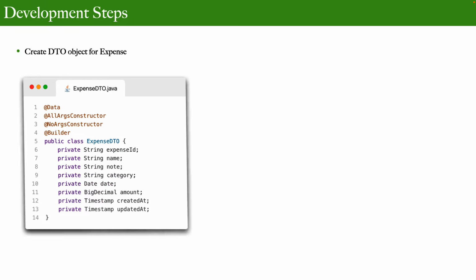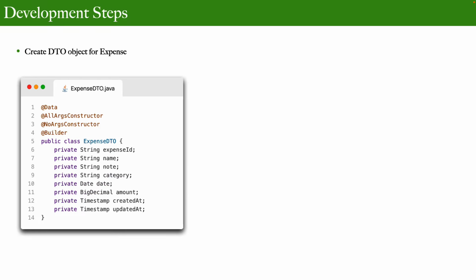The next step is to create the DTO object for the expense. We will create the expense DTO Java class and we will define the fields: expense ID, name, note, category, date, amount, created at, updated at. And also we'll add the Lombok annotations, which are data annotation, all args constructor, no args constructor, and builder annotation.